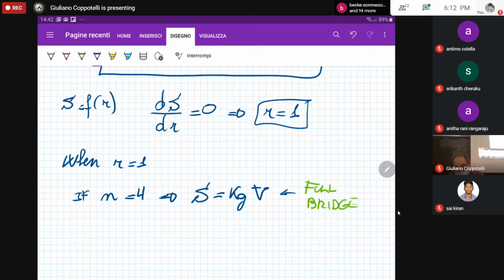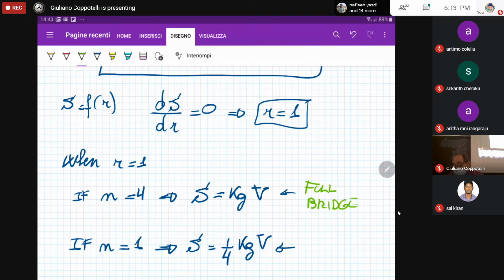If N is equal to 1, just one leg that is active, then the sensitivity is a fourth part of the maximum available. So it is equal to 1/4 kg times V. And that is referring to the quarter bridge configuration.